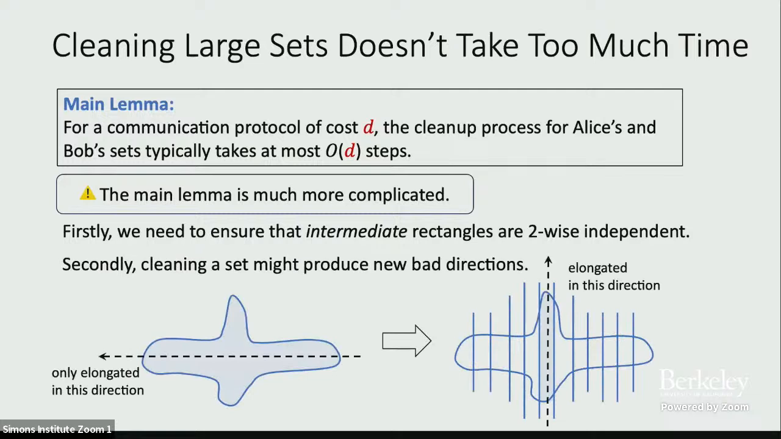Secondly, cleaning a set might produce new bidirections. So here is an example of a set that is only elongated in this direction. Assume that the measure of this slice is small. But when you slice it up and you take this slice, it's going to be elongated in this direction. So our cleanup process really needs to handle all this. And that's what makes this more technical. And nevertheless, we're able to do this. So this is what I wanted to say about the cleanup process.